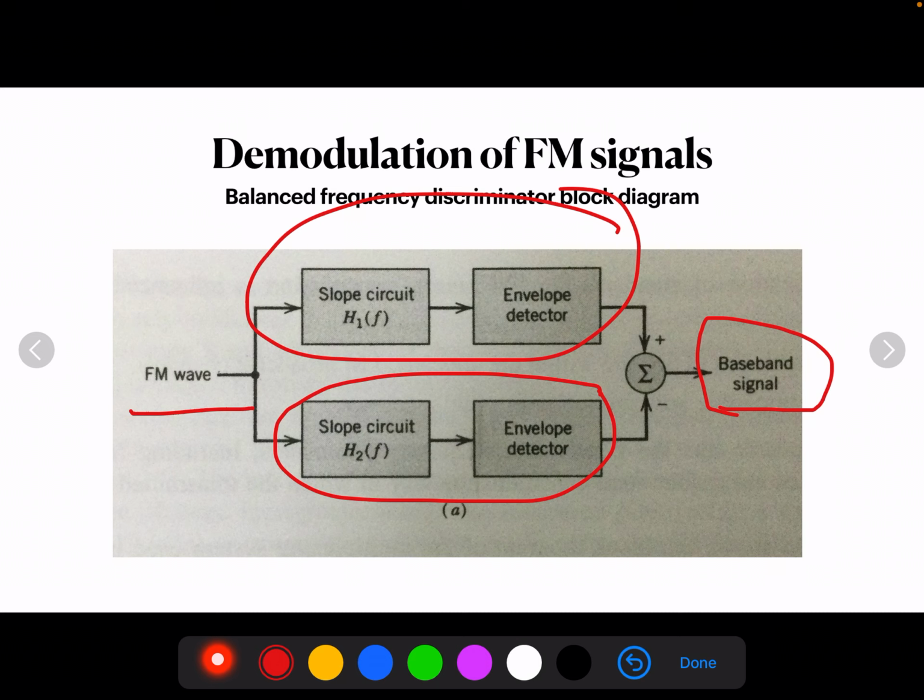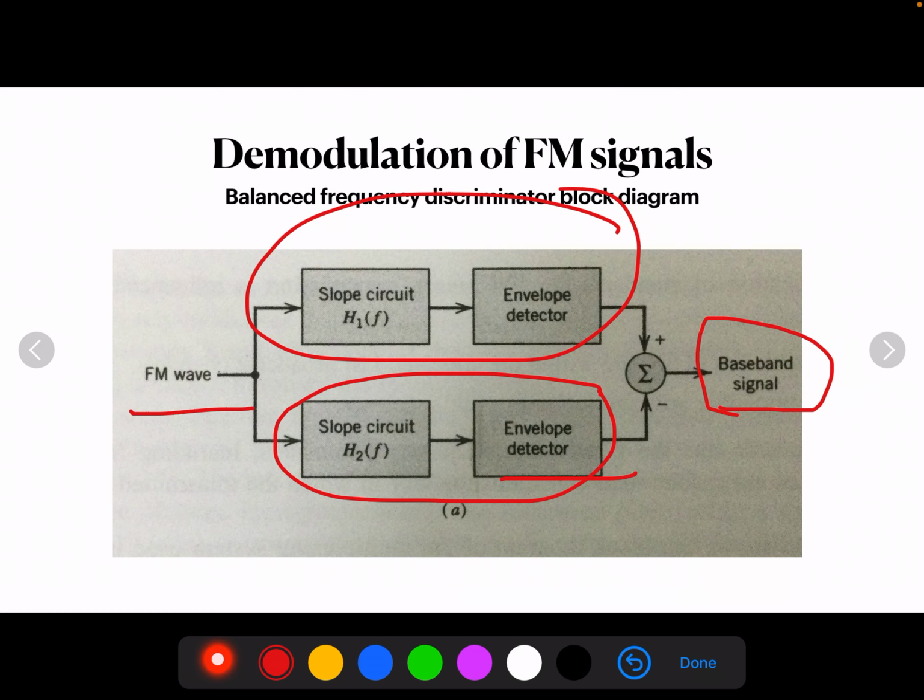So frequency variations in the input signal about the carrier center frequency produce output voltage variations which are proportional to it. The output voltage is applied to the detectors with certain RC components, so that you will get back the original message signal.